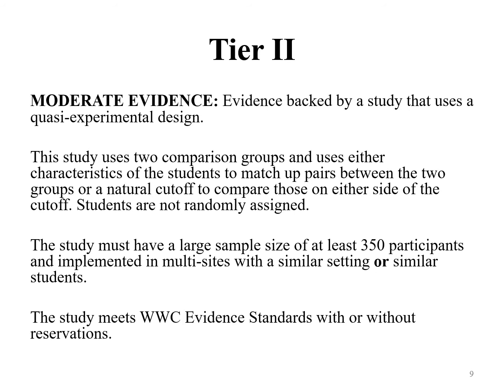Tier 2, Moderate Evidence. Evidence backed by a study that uses a quasi-experimental design. This study uses two comparison groups and uses either characteristics of the students to match up pairs between the two groups or a natural cutoff to compare those on either side of the cutoff. Students are not randomly assigned.